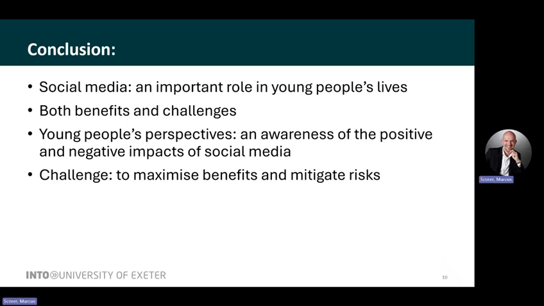The challenge for society, for parents, educators, policymakers, and for young people themselves is to encourage a healthy relationship with these powerful tools. This means maximizing their benefits while mitigating their risks, ensuring that social media enriches rather than diminishes young people's lives.